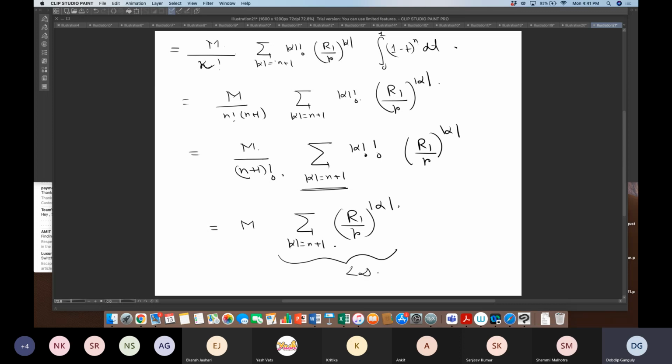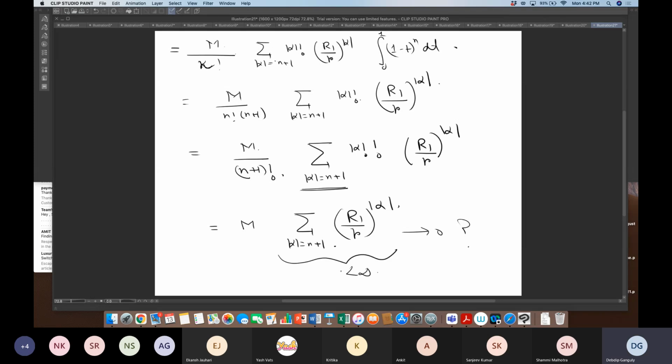As n tends to infinity, why should it go to 0? Why? Did I make a mistake somewhere? Because, as n tends to infinity, this... Okay, just a minute. Can you see why? I think r1 by r is less than 1. But why does it go to 0? It is finite, I can say, but why does it go to 0?